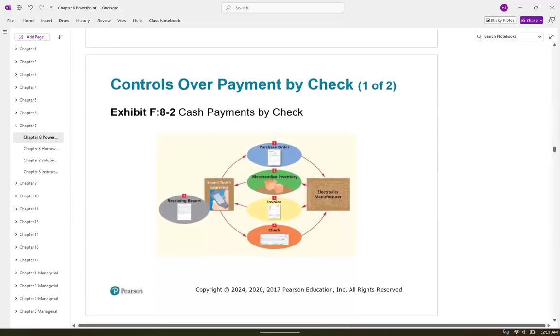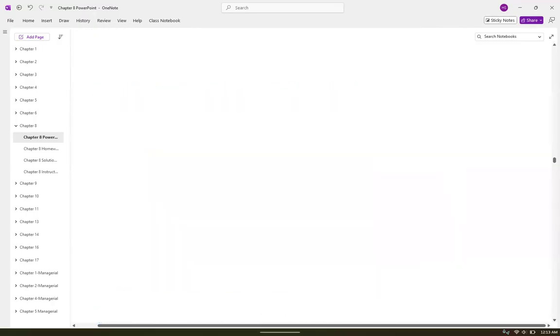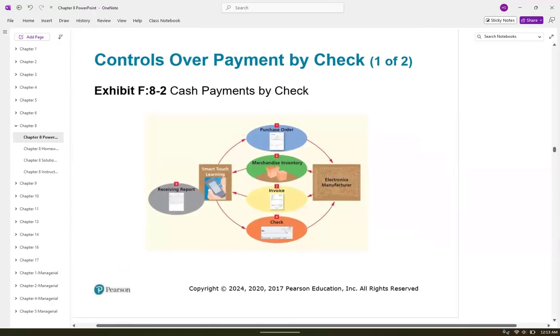So we got a little diagram here for cash payments. That's kind of a little hard for me to see there. Okay. So they had a purchase order, merchandise inventory, invoice, and then we had a check. We had the electronics manufacturer, we had Smart Touch Learning. They have a receiving report, then a check is cut, and then it will go to the electronics manufacturer.